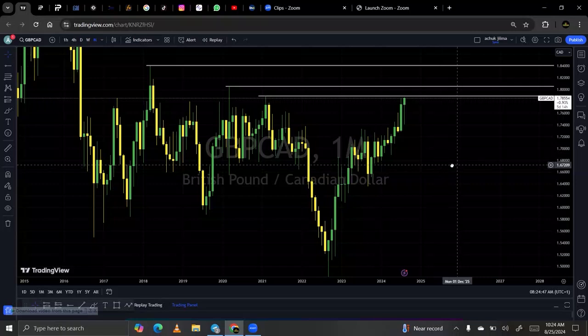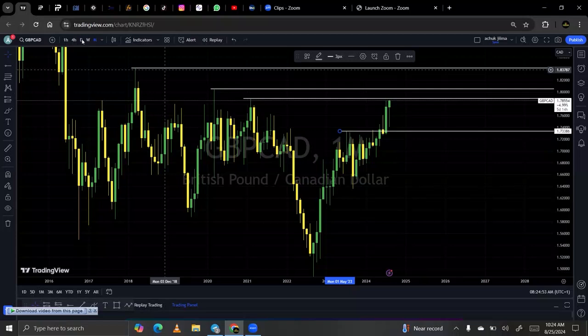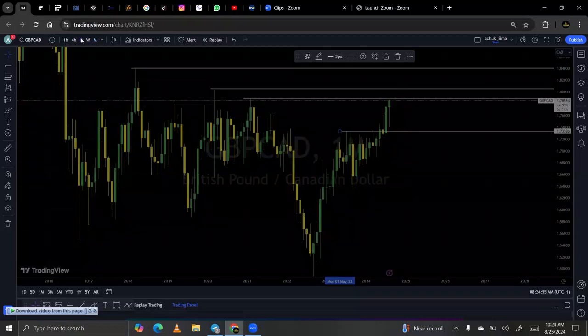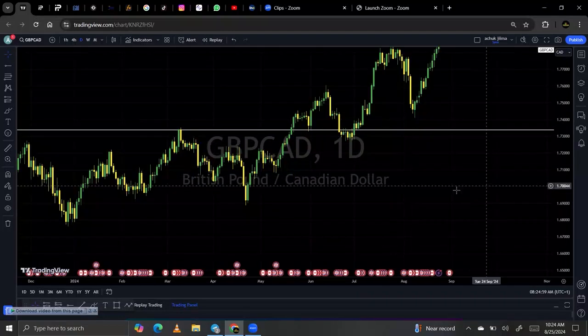So once you have that, and then you see here, this is the area where price actually broke off from and is going back. Then you can come to a lower time frame. So let's come to the daily. So on the daily, this is how it looks like. So we had marked this.